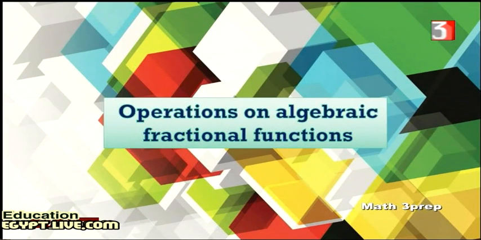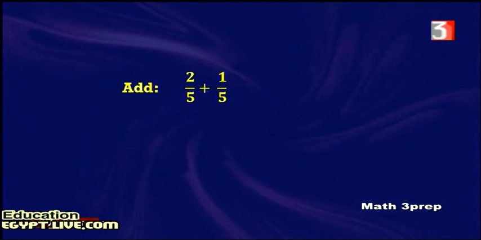Operations on algebraic fractional functions. First of all, add 2 over 5 plus 1 over 5. Of course, yes, all of you can add. You are going to tell me that the result will be, that's correct, 3 over what? Is it 10 or 5? That's correct, it is 3 over 5.